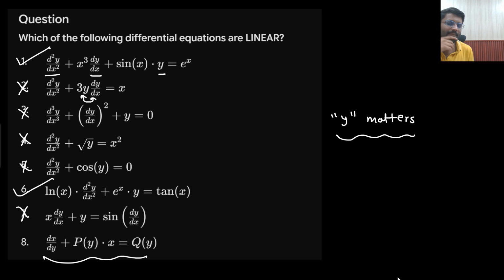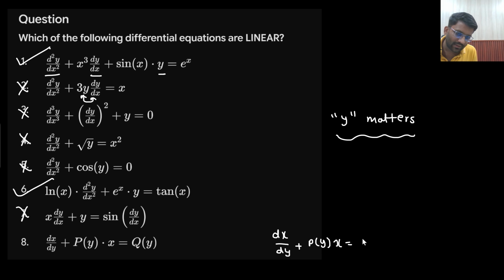Is there any problem here? This time I have changed the variable, no? You see this thing: dx by dy plus a function of y, x, a function of y. So this time x has become dependent. Just the opposite thing I have done. In place of x I have put y. That's the thing I have done. This has become dependent and this has become independent. y is independent now.